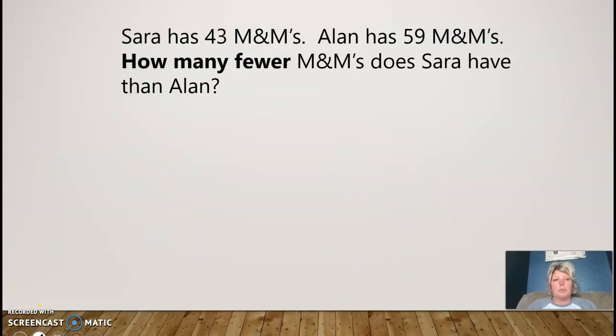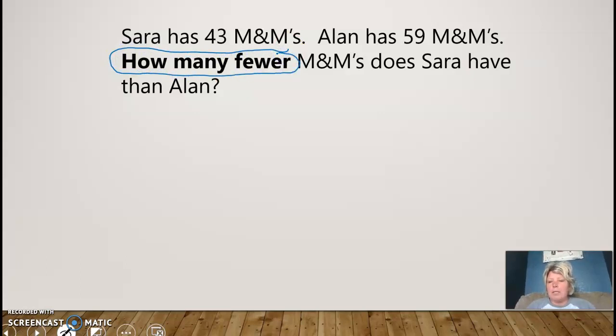Here's my next real world problem for you. Sarah has 43 M&Ms. Alan has 59 M&Ms. How many fewer M&Ms does Sarah have than Alan? So I saw a clue word there. Did you? It's even in bold. It says, how many fewer?